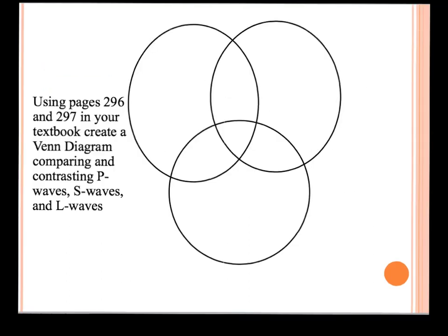Now, using pages 296 and 297 in your Earth Science textbook, there is a Venn diagram, and you're going to fill it out comparing and contrasting those three types of waves that we were just talking about. Let's set it up together. Let's put our P waves here, our S waves here, and our L waves here. P and L waves share no similarities, so you shouldn't see anything there.